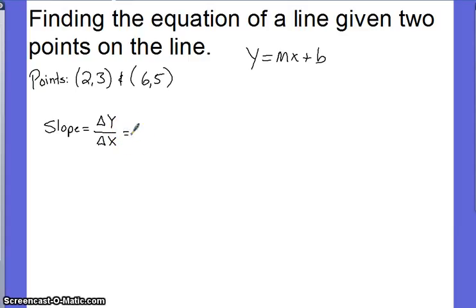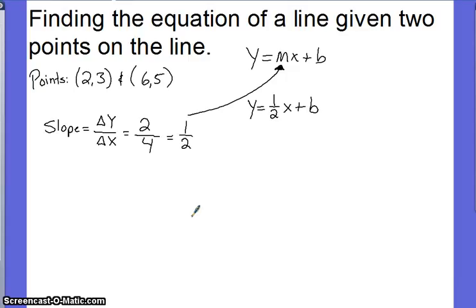So here, let's take a look. Here I have a change in y. I went from 3 to 5, so I had a change in y of 2. My change in x, I went from 2 to 6, that's a change of 4. Well, 2/4 reduces to 1/2. Now that I have that 1/2, I know what my slope is. I can place it up here in my equation for m. So now my equation is going to be y equals 1/2 x plus b.